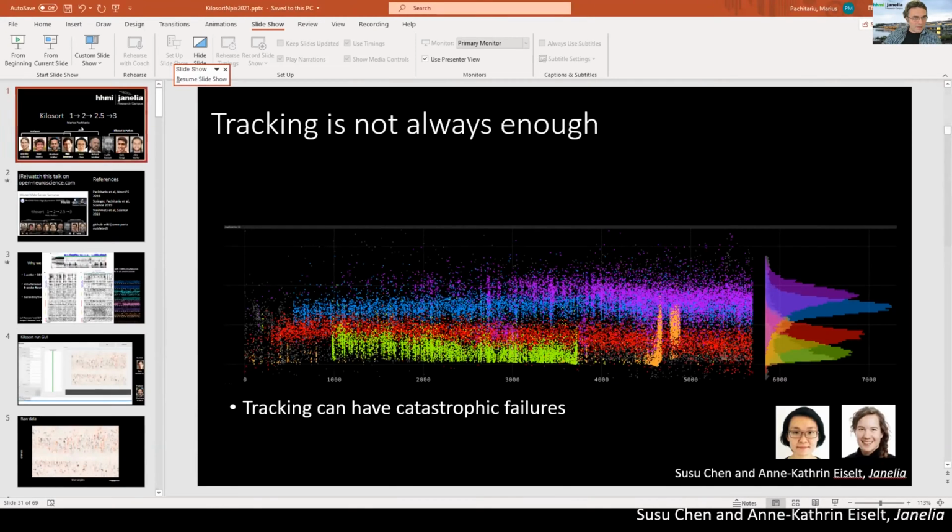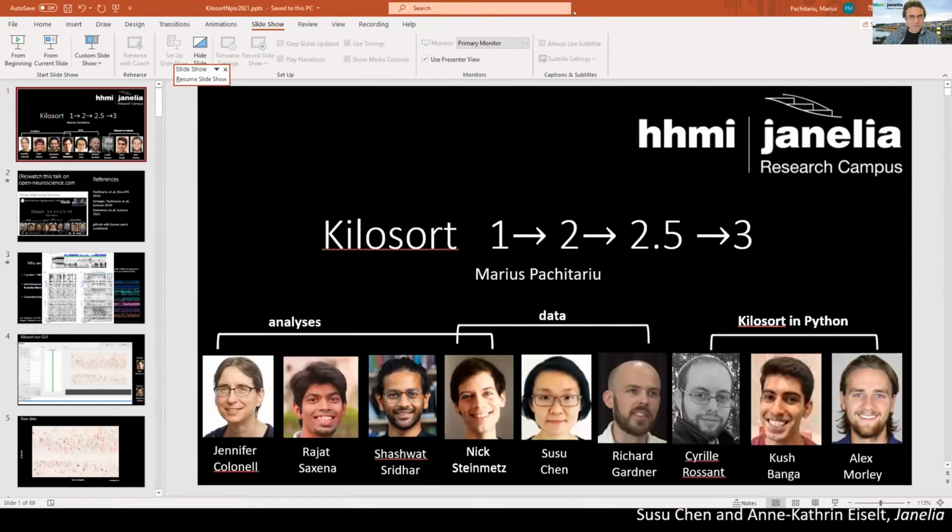Is to tell you all about the mechanics behind spike sorting, and specifically about spike sorting with Kilosort.